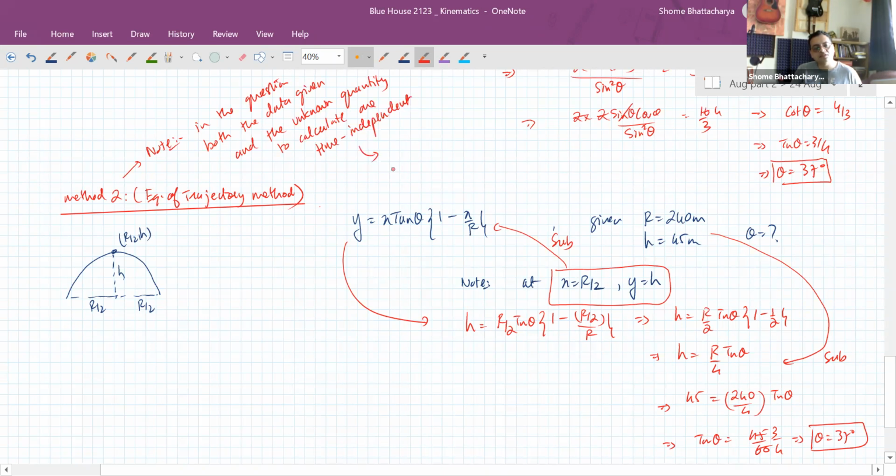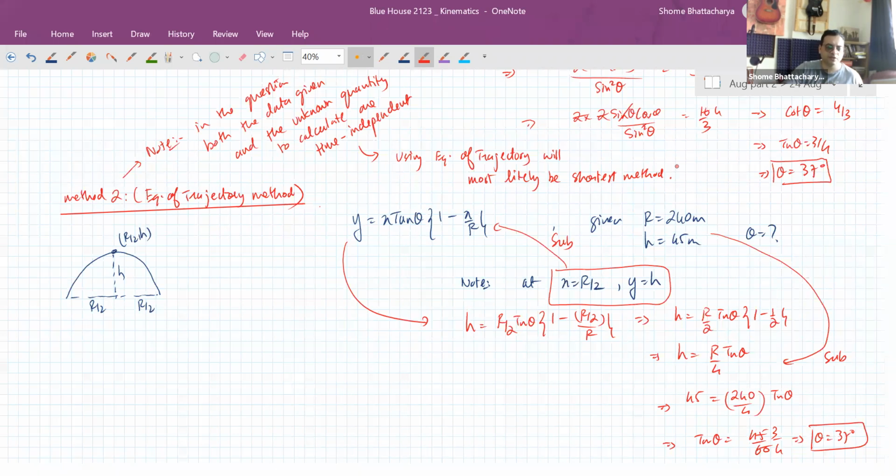So this implies that using the equation of trajectory will most likely be the shortest method. It is like a hint. It's not maybe for each and every question, but for most questions, what will happen is that if the question is of this type, that neither the data given nor the unknown quantity asked has anything to do with time, then the equation of trajectory is probably going to give us an easy way of solving the question.